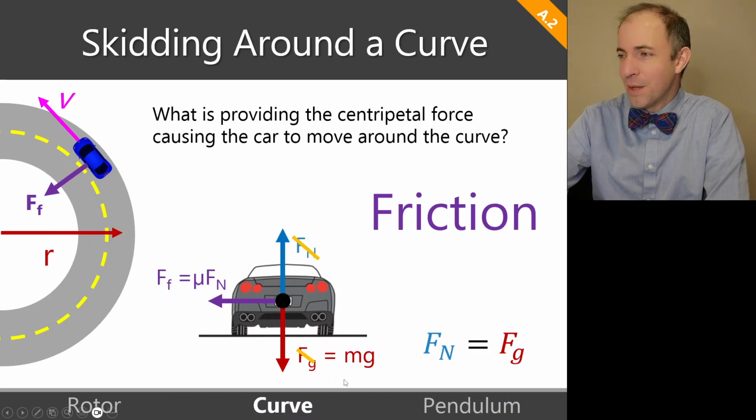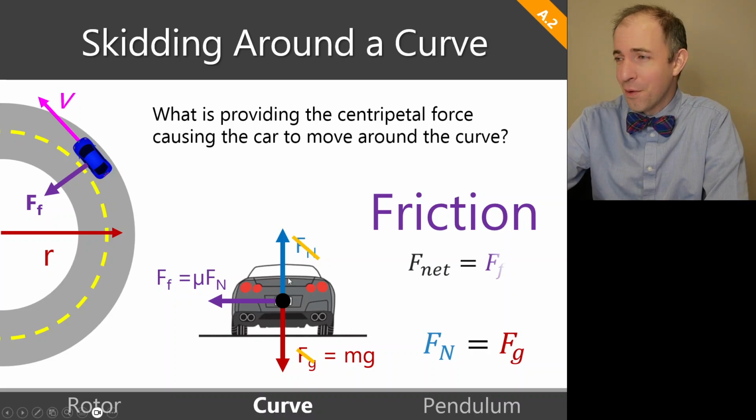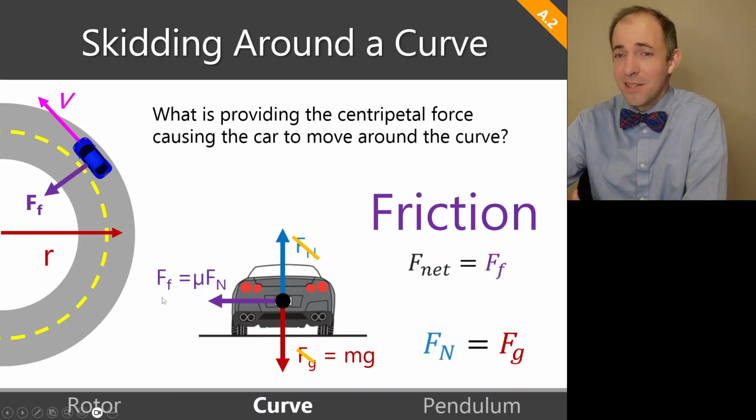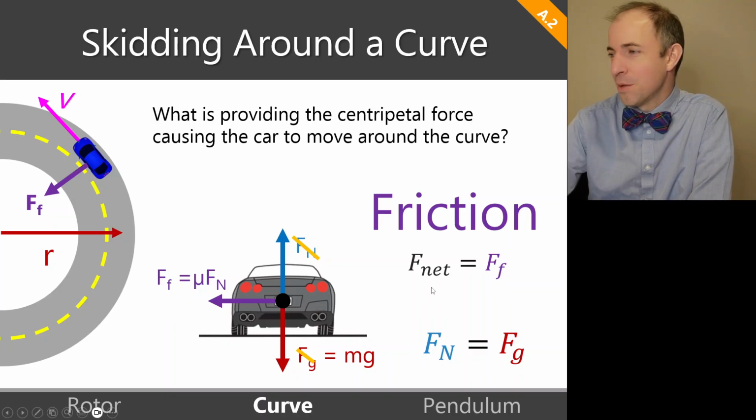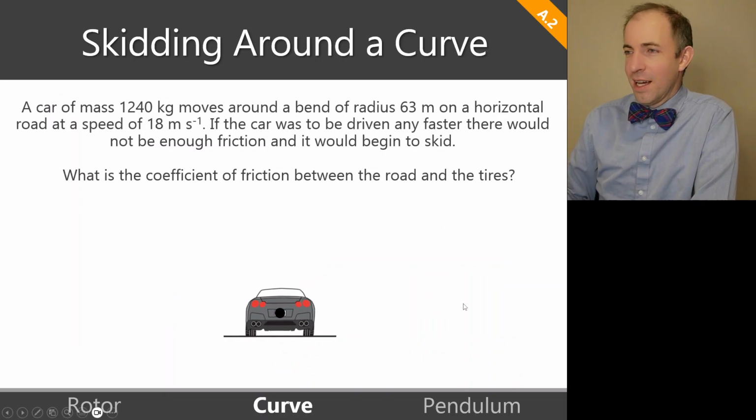But again, if these two cancel, my overall net force is going to be entirely from what's left. Fn and Fg cancel, so we have Ff equal to the net force. All right, let's see this with some numbers.